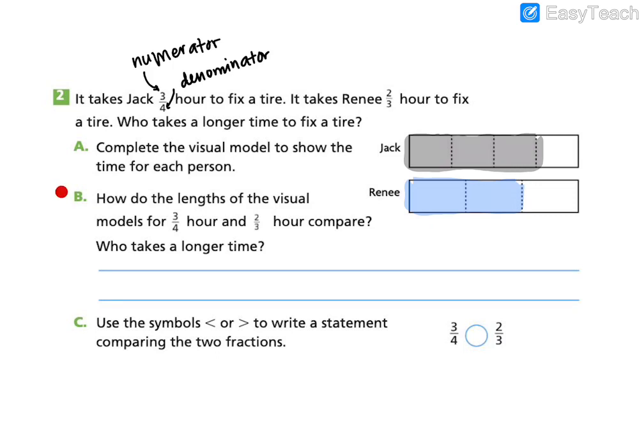Okay, so now let's look at letter B. How do the lengths of the visual models for 3/4 of an hour and 2/3 of an hour compare? Who takes a longer time? So we want to look at these two fractions, 3/4 and 2/3. I'm actually going to have you pop down to C first, and we're going to answer this first. We need to use the symbols less than or greater than to write a statement comparing the two fractions. So which of these fractions is greater? Go ahead and write your symbol now.